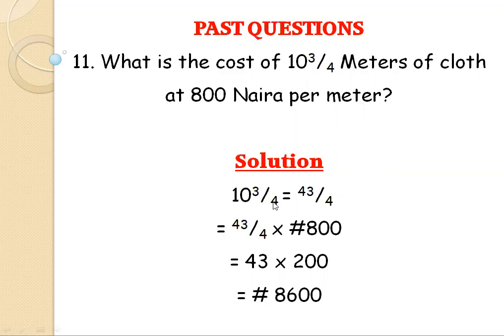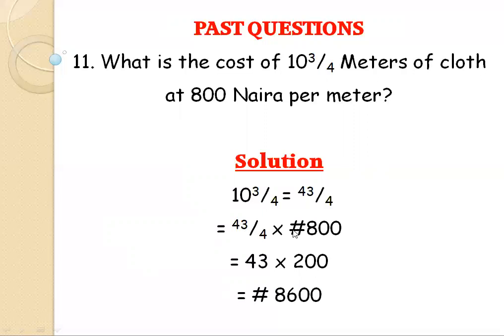I'll do this by multiplying the denominator by the whole number. 4 times 10 is 40. 40 plus 3 is 43 over the denominator 4. So this is 43 over 4. The next thing is to multiply this by 800 because the cost of 1 meter is 800. So the cost of this will be 10 and 3 over 4 times 800. Since I've changed this to 43 over 4, I'll multiply 43 over 4 by 800.